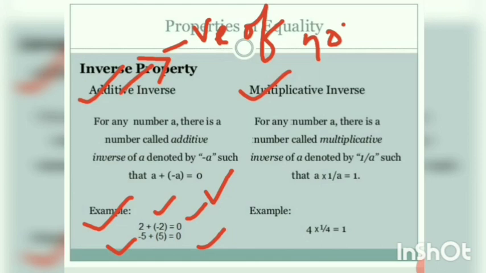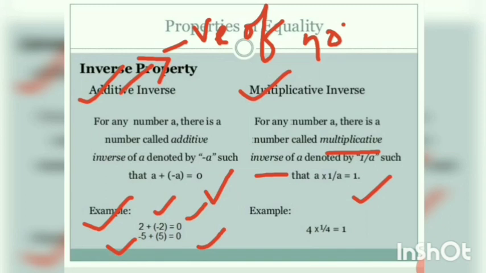Okay, now we will move on to the multiplicative inverse. What is multiplicative inverse? Multiplicative inverse is the reciprocal of the given number. When we multiply the number with its reciprocal, we get the result 1.